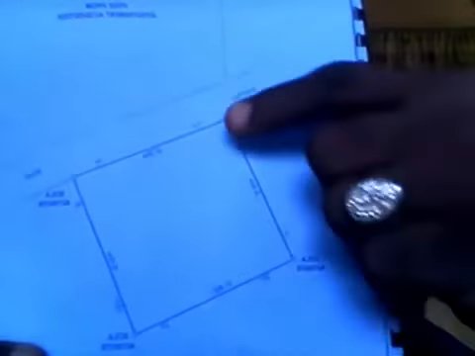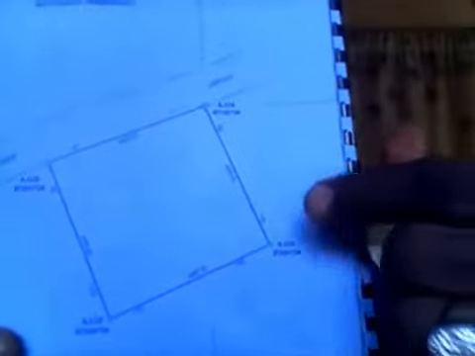This survey has four pillar numbers. This is one, this is one, this is one, this is one. These are the pillar numbers. Then you need to go further. Apart from the pillar number, if a survey has the pillar number, it means the survey has been registered. If it doesn't have, that means the survey is not registered.